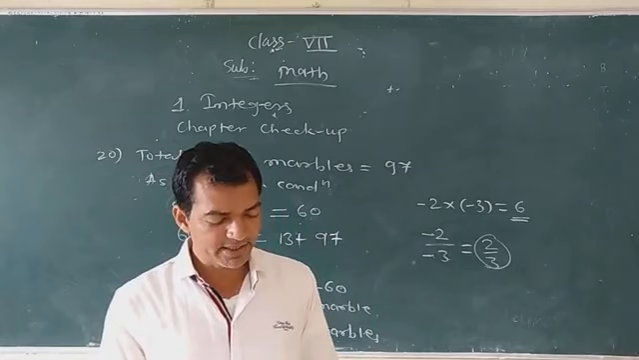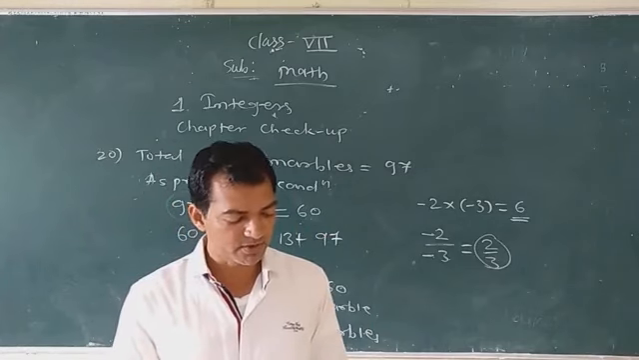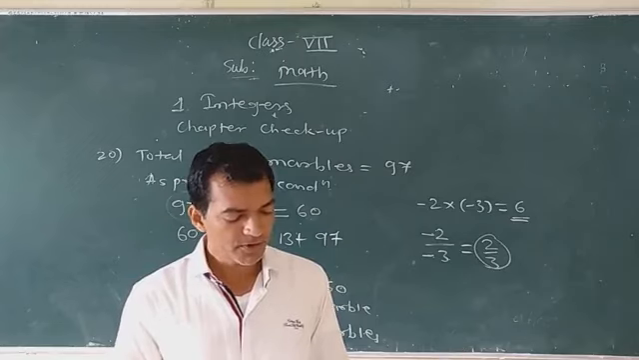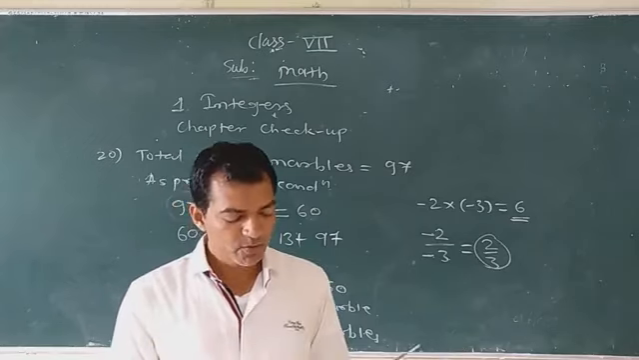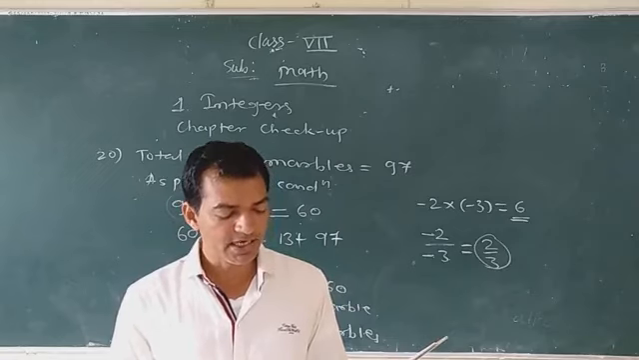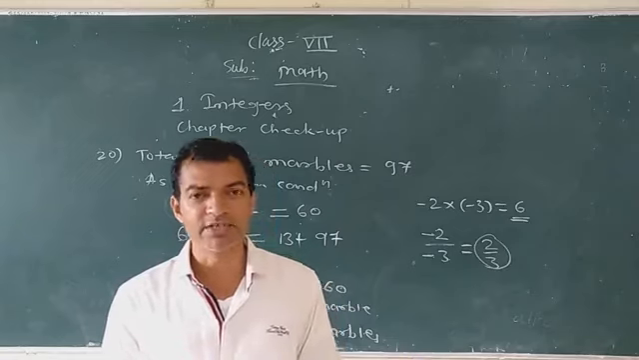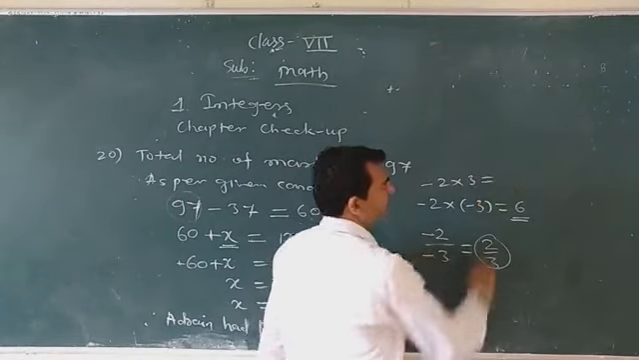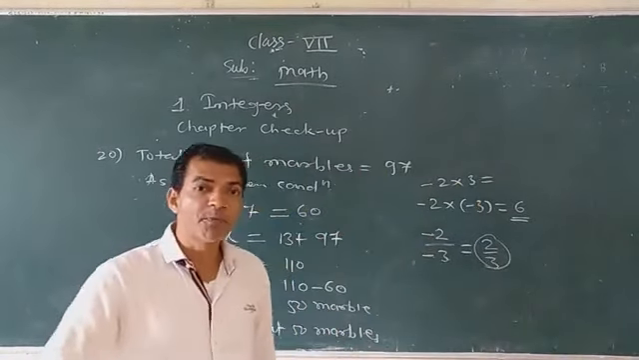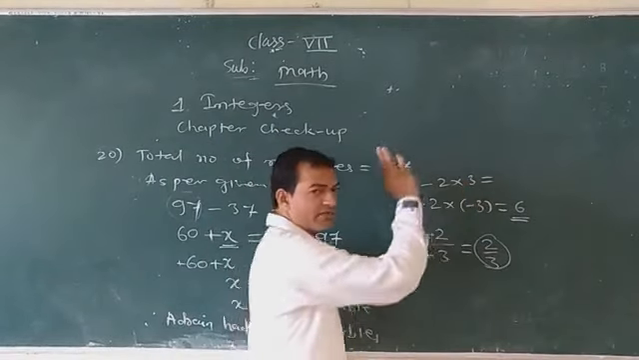When two integers of opposite sign are multiplied, we get a positive integer. Suppose minus 2 into plus 3. Two integers of opposite sign means one is positive, another one is negative.